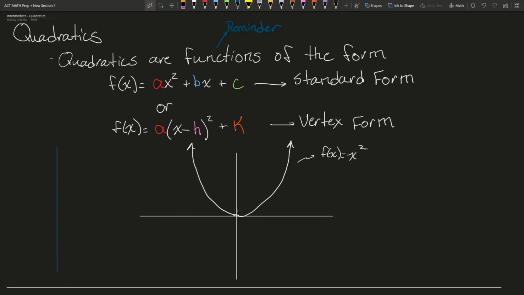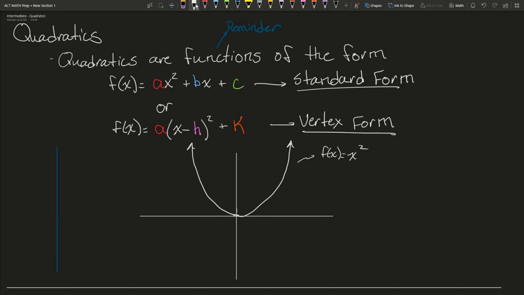In this video, we'll be talking about quadratics on the ACT. Before we get there, just some reminders about what quadratics were from the previous year in Algebra 2. Quadratics are functions of the form ax squared plus bx plus c, also called standard form, or f of x equals a times x minus h squared plus k, which is called vertex form.